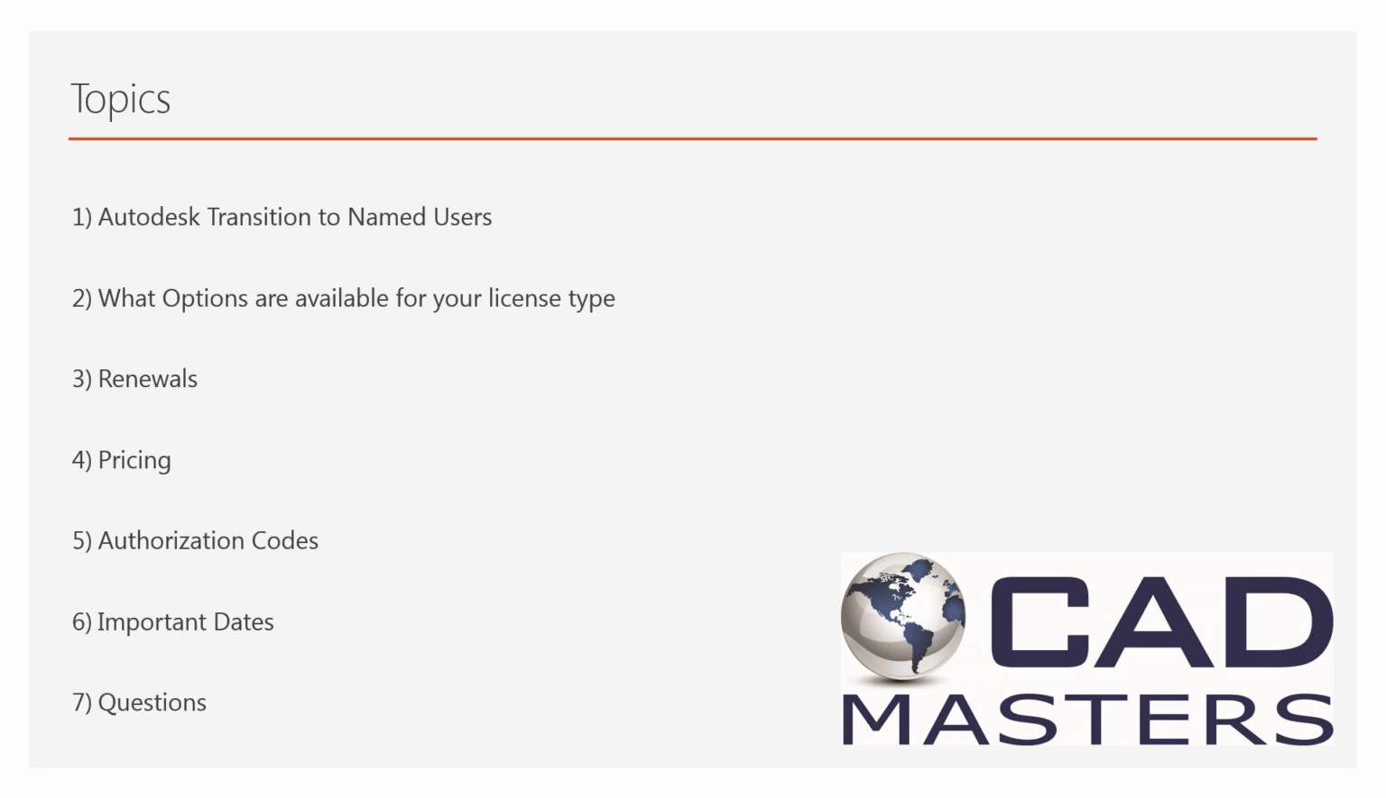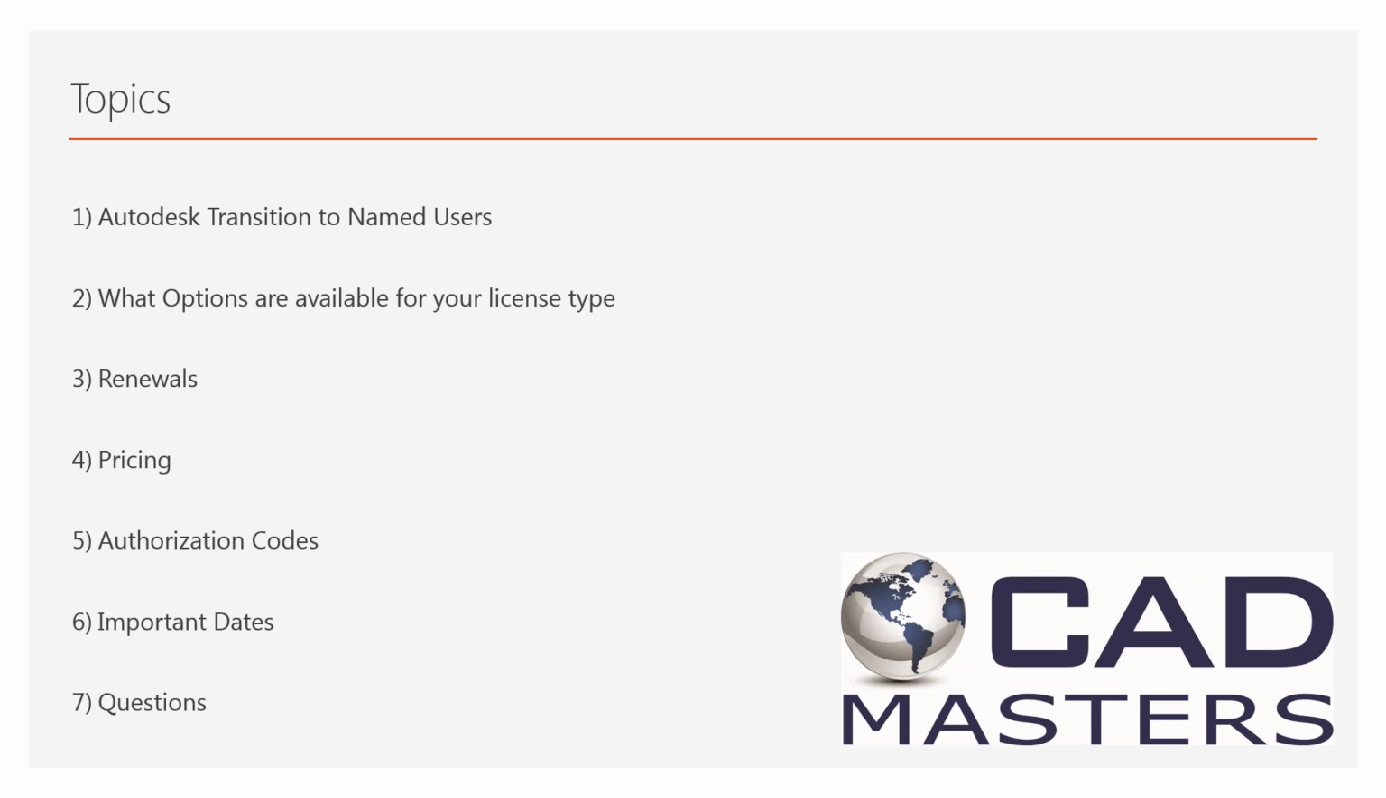What we're going to talk about today are a few items. We're going to talk about the Autodesk transition to named user. We're also going to talk about what options are available for your software. Do you have a multi-user license or a network license? Is it a maintenance plan? Is it a design suite? I also want to talk about what the upgrade options are when your renewal date comes up, and talk about the cost to keep what you have. If you have a maintenance plan, keep that. If you want to move to subscription, what the new license costs are.